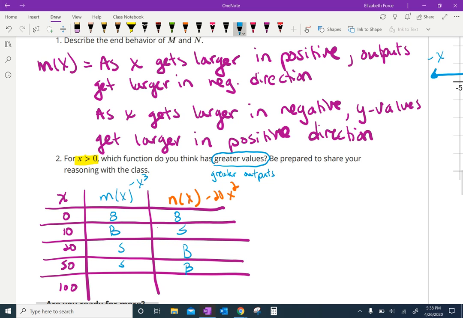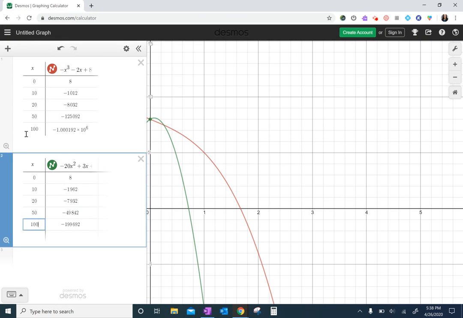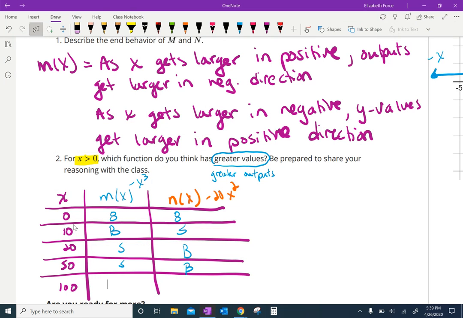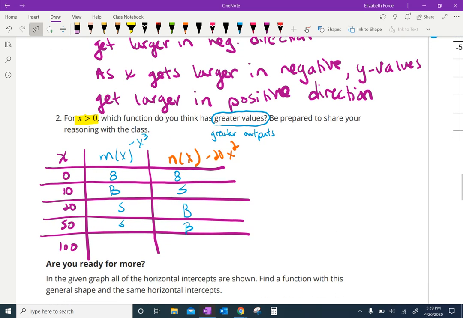And this one's the smaller output value. At 100, this means it has 6 zeros. You're timesing it by 1 with 6 zeros. What's that? 100,000? 1, 2, 3, 4, 5. That's a million, right? So this one is only at negative 200,000. So this is still a bigger, or greater, output value than this one. This guy is so tiny at 100. Sorry, it's a little messy because I'm writing on the screen like this.